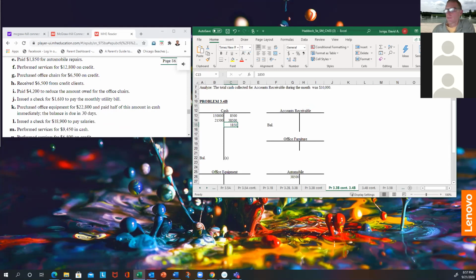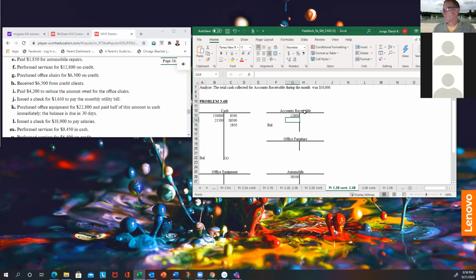Okay, letter F, perform services, 12.8 on credit. Perform services, everybody says, is what account? Fee income. And then credit means, is it accounts payable or accounts receivable? Accounts receivable. Does everybody else see that too? Even if you don't see it right away, if you went back and looked at what we just did earlier tonight, that's the exact same problem. We've got accounts receivable, which is increasing. And how do you increase accounts receivable? With the debit.